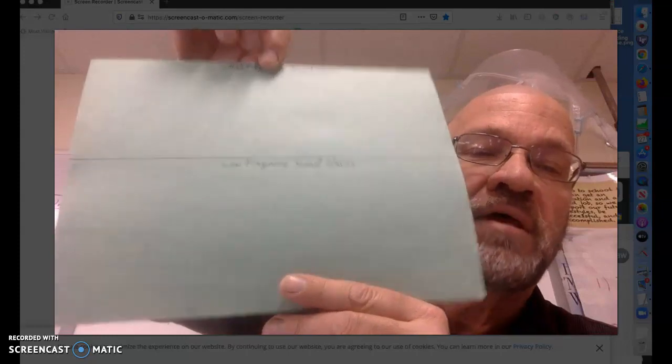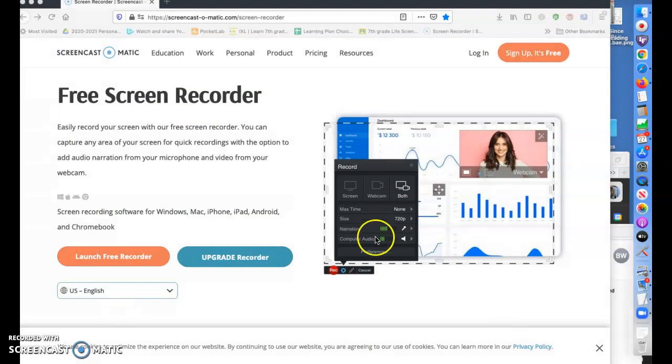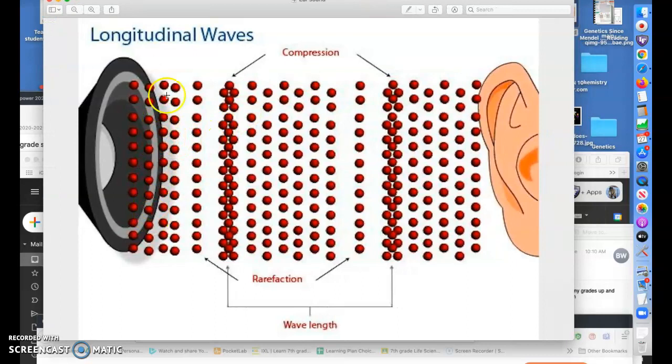Okay? And I want to show you one other thing. We have this picture, and this picture shows vibrating molecules coming to the ear. So as you do these pictures, you can show that sound with vibrating molecules to your ear.